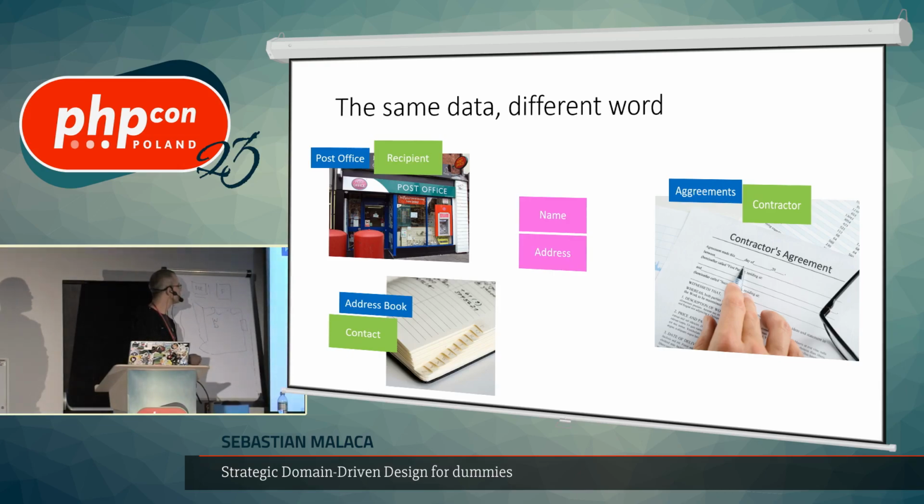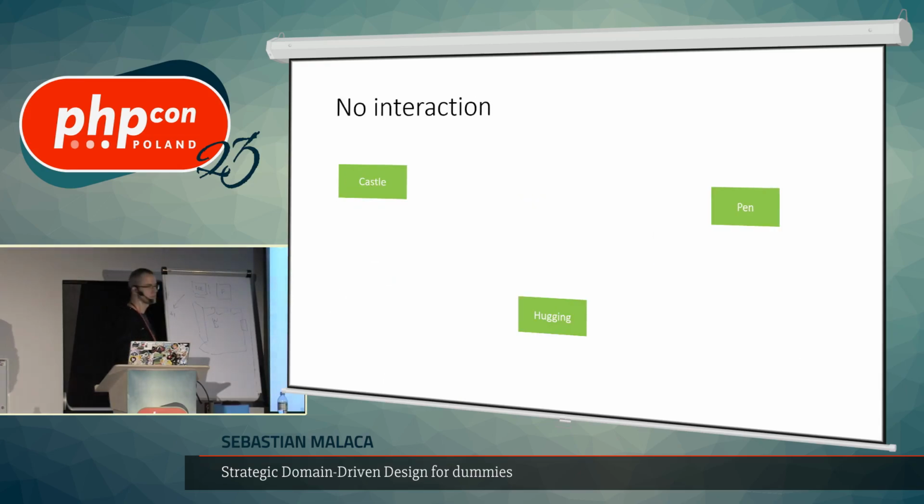Then it's worth thinking whether we are really not talking about different contexts. Really, same words. Here you will send something to Sebastian Malaca on my address. Here I'm signing a contract, also Sebastian Malaca. I need to give my address. And in the address book you also write down my name, Sebastian Malaca, and address if needed. And another thing, no interaction. This is something you already found. Castle, pen hugging. Most probably we may be talking about different contexts.